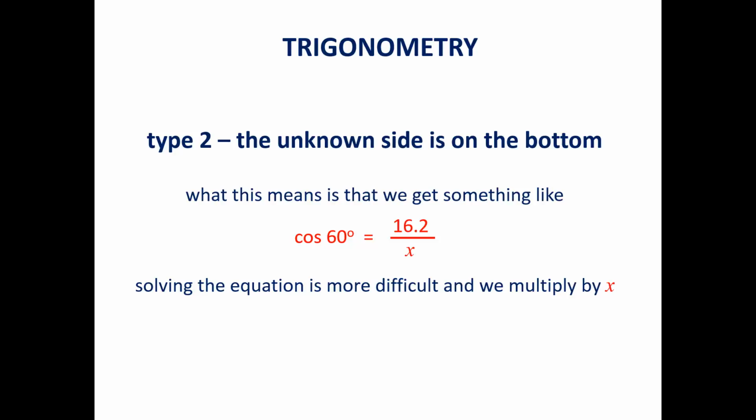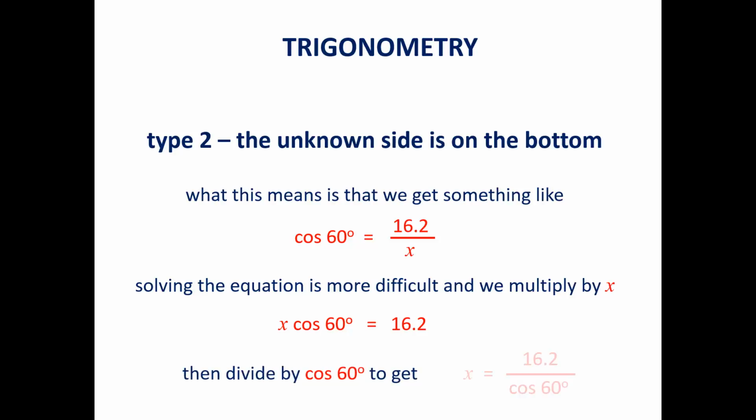So what we're going to do first is multiply both sides by x. So we get x cos 60 equals 16.2. Now we want to get x on its own, so we're going to divide by cos 60. So we get x equals 16.2 divided by cos 60. So it's not too bad, a couple of steps there.